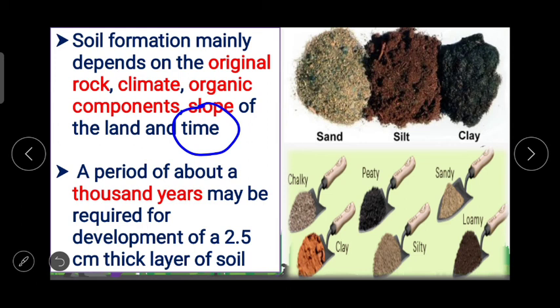It takes a period of about 1000 years. Just think about this number. A period of about 1000 years may be required for development of a 2.5 centimeter thick layer of soil. Now you people just take your scale and see the measurement of 2.5 centimeter.